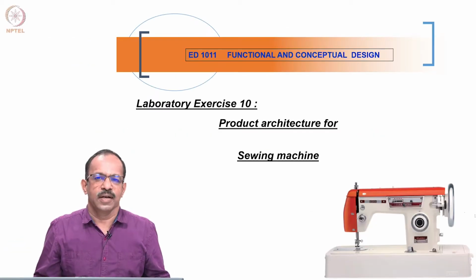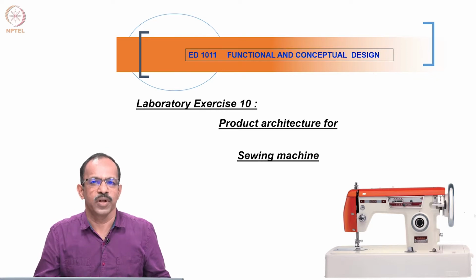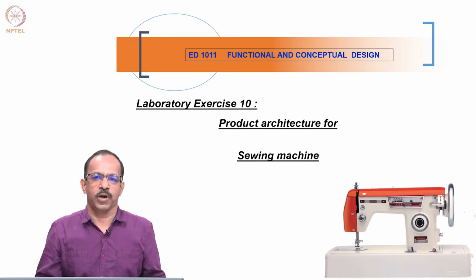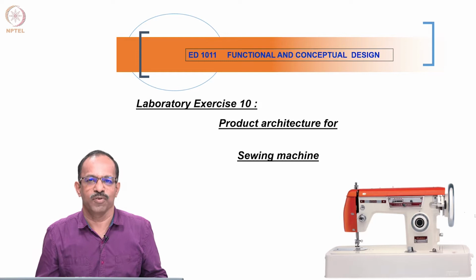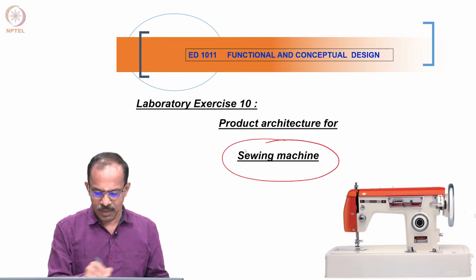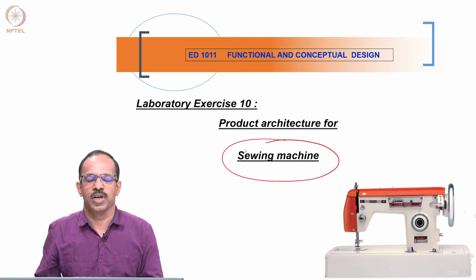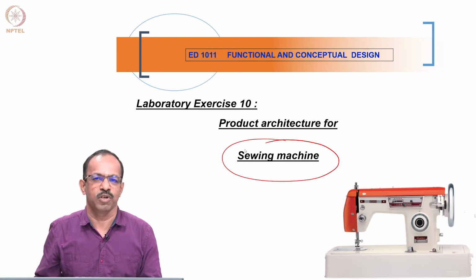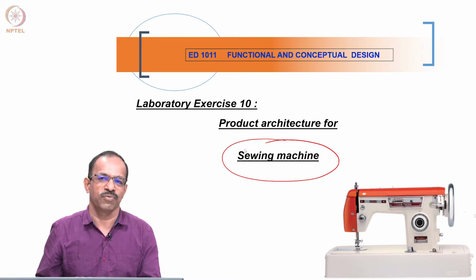You are enjoying the laboratory sessions. So today we have a very interesting product for dissection and for experimentation. This is a sewing machine, and I'm sure all of you are familiar with it, and there are different forms of sewing machine available in the market. There are fully electronic, and there are fully mechanical kinds of sewing machines.